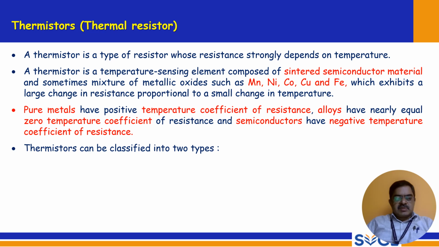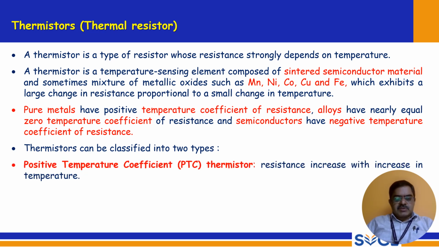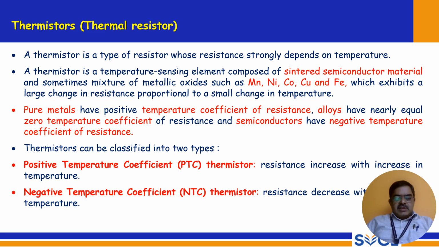So thermistors can be classified into two types. One is positive temperature coefficient, that is PTC thermistor, and another one is NTC. In PTC, resistance increases with increase in temperature. Negative temperature coefficient is where resistance decreases with increase in temperature. So that is NTC thermistor.